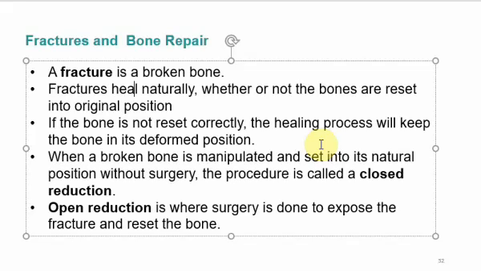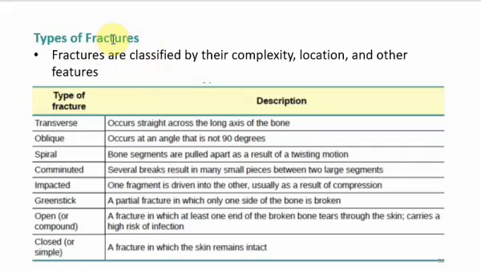But in a case where they have to do some surgery, open up the skin, so that they can put the bones back into position or reset those bones, we call that process open reduction. Now, just some information about the types of fractures. There are several types of fractures which are classified based on, one, the complexity of the fracture, two, the location where that fracture occurs, and other features relating to the fracture.